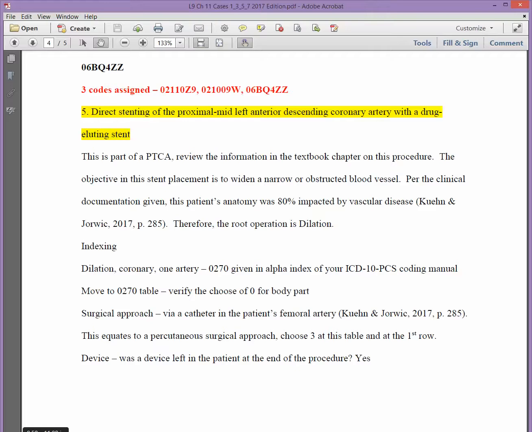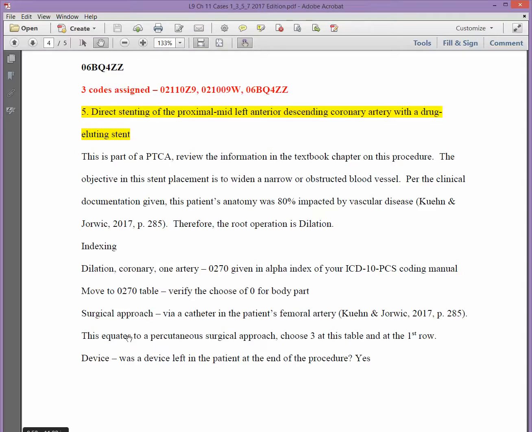Also, per your clinical documentation, this patient's particular piece of anatomy that they're working on was 80% impacted. So it was 80% closed off. They're putting this in to open up this space. That relates to the root operation of dilation. We're going to index dilation and coronary, 1 artery. We're only coding 1 artery per the clinical information we have in front of us.